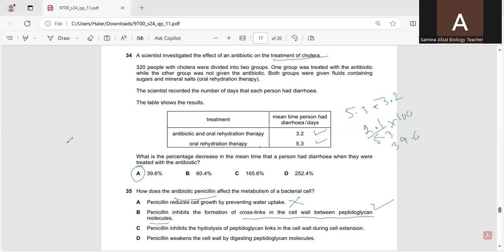It happens because the antibiotic penicillin affects the bacterial walls in this way. Penicillin inhibits the hydrolysis of peptidoglycan links in the cell wall during the extension. No, cell extension, so it is not the correct option. Penicillin weakens the cell wall by digesting peptidoglycan molecules. Again, this is not the correct option.